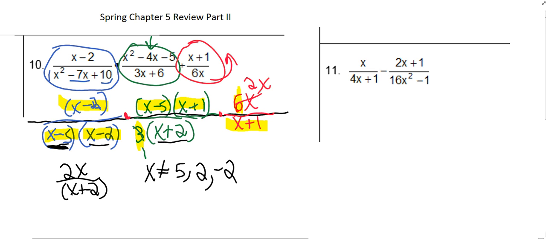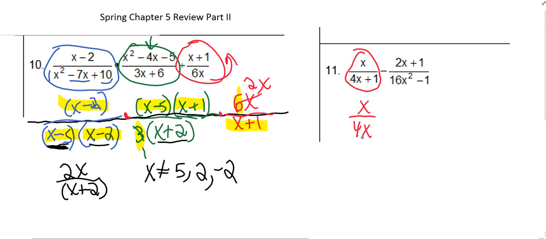So let's move on to number 11, which is not multiplying or dividing, it's adding and subtracting. So we're going to have to think about finding a common denominator. So we'll do the colors again on this one. Red seems just as good as any color. So this term is already factored out. So we're going to just leave it like it is.